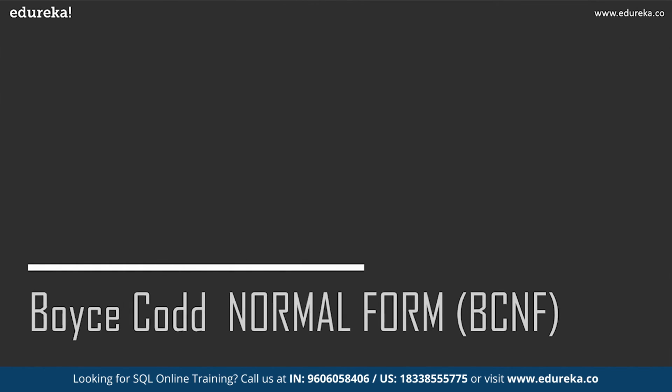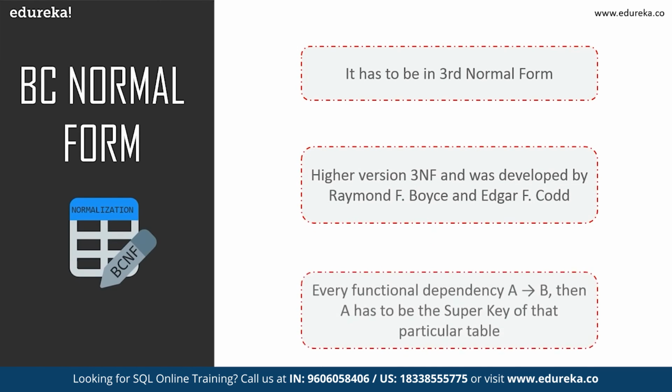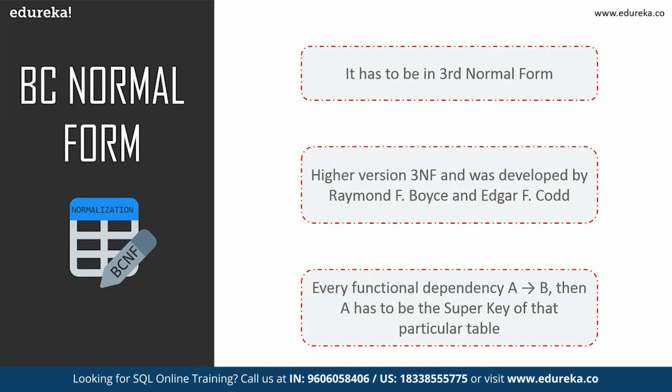With this being understood, now we can proceed further to the next normal form, that is Boyce-Codd normal form. This is also known as 3.5 normal form. It is the higher version of third normal form and was developed by Raymond F. Boyce and Edgar F. Codd to address certain types of anomalies which were not dealt with in third normal form.